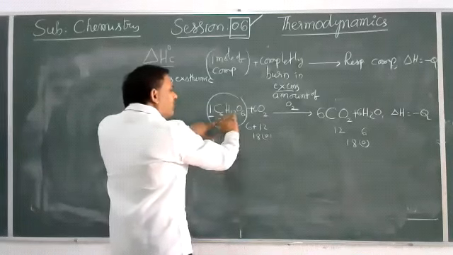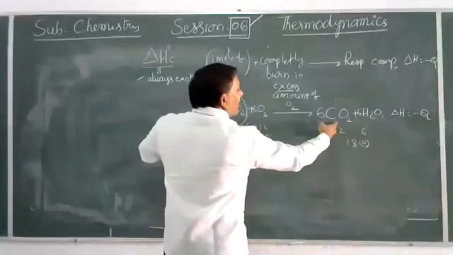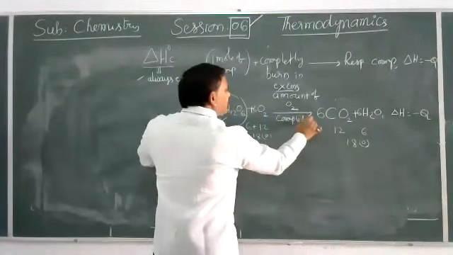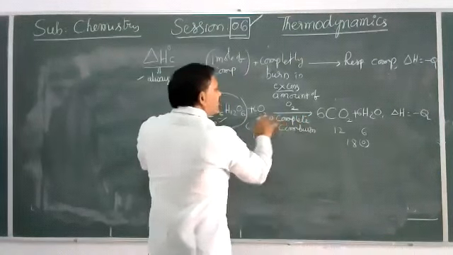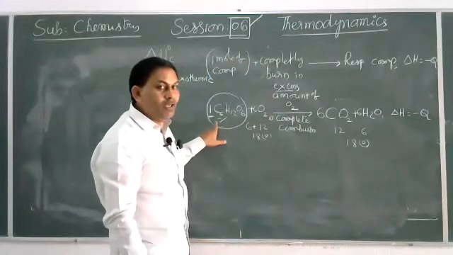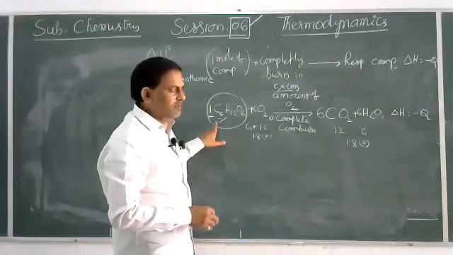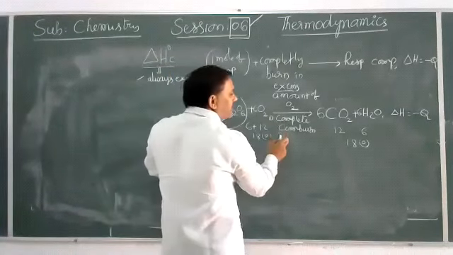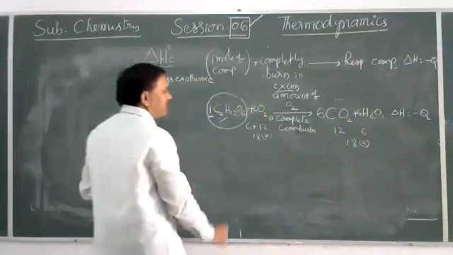So 1 mole of compound is completely burned in excess amount of oxygen, it gives corresponding carbon dioxide and water. This is complete combustion. In organic chemistry, we'll get 3 cases: complete combustion, partial oxidation, incomplete combustion. These 3 cases are very, very important. But in this case, complete combustion takes place, carbon dioxide and water are produced, and heat is liberated.